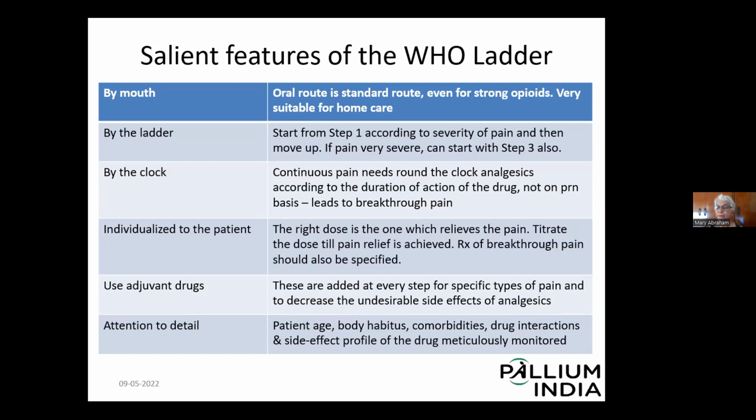And of course, we have to pay attention to detail, which means you have to take the patient's age into consideration, the body weight into consideration. Is the patient asthenic, emaciated, or obese, or a muscular man? According to that, you can give according to the lean body weight, or the comorbidities. Is there renal dysfunction, liver dysfunction, the side effect profile? Everything has to be meticulously monitored.